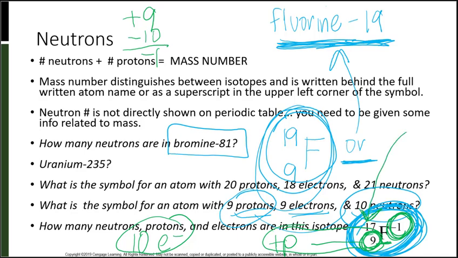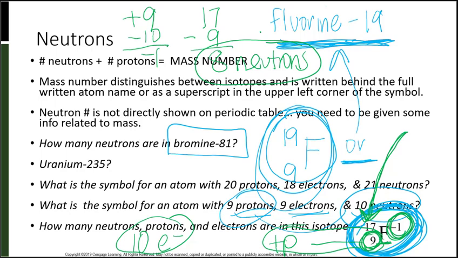Remember this guy right here, the 17 in the upper left, that tells me its mass. That's protons and neutrons. So if I take 17, which is protons and neutrons, minus my protons, which is 9, that would give me 8 neutrons. So I got my protons, my neutrons, my electrons. Great job.